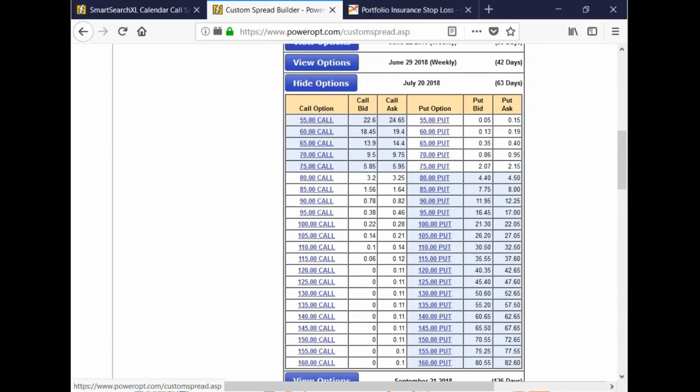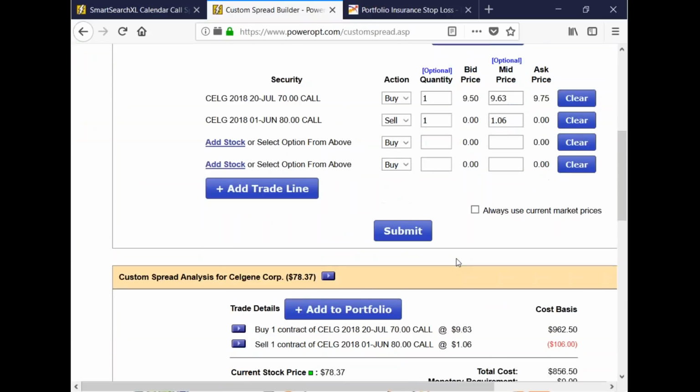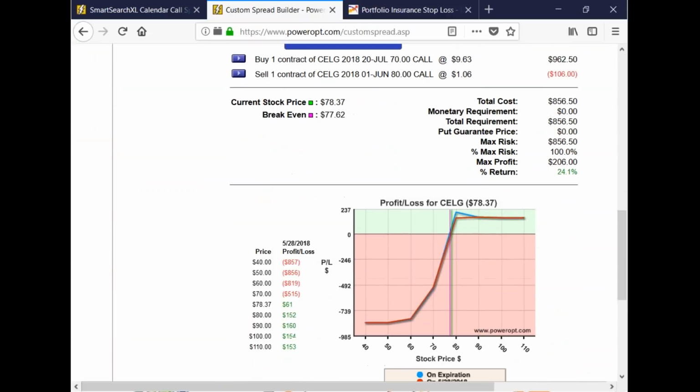But instead of buying the 80 call, I'm going to go in the money, maybe to the 70 or the 75. I'm probably going with the 70, little bit higher delta. Okay, to mimic stock ownership, I'm going to pay a higher premium. I'm not going to see that 61% return. There's still a potential for a 24% return.